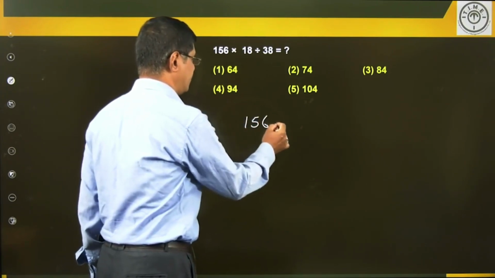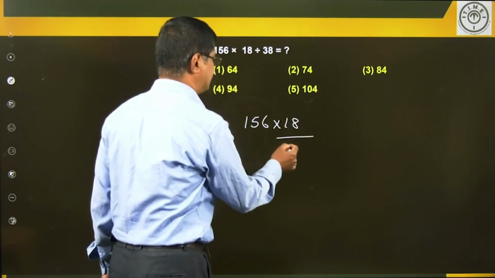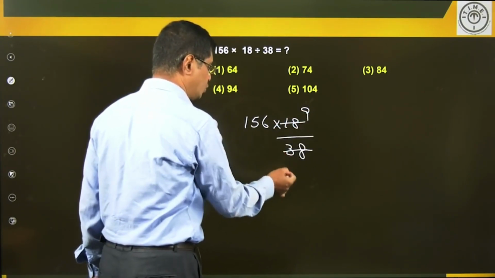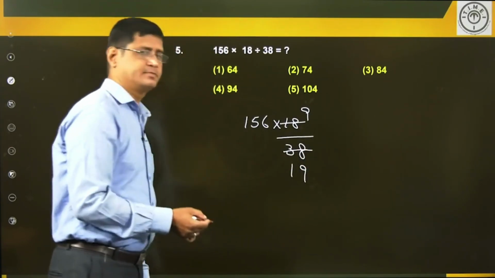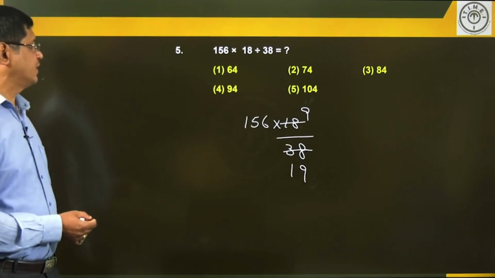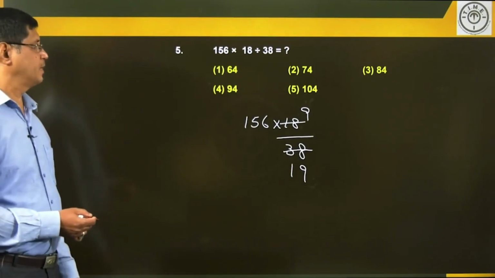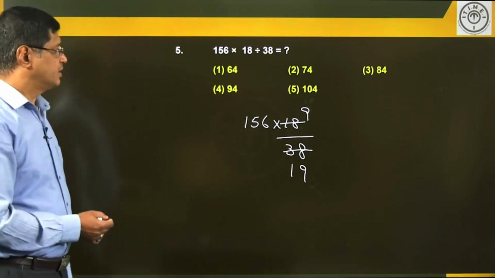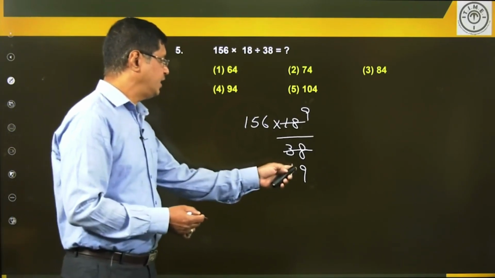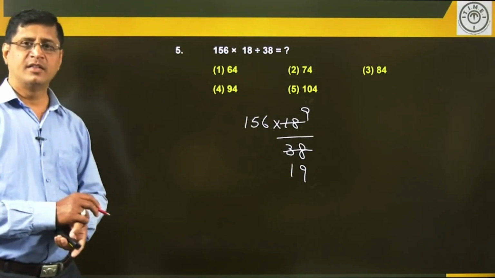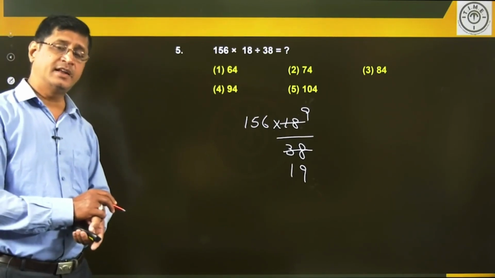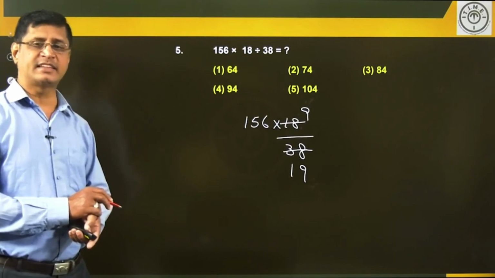156 into 18 by 38. Now 2 9 times. What about 2? 19 times. Okay. Now how many times 19 is equal to 156? Is it possible to cancel directly? 19 9 times 1, 9 times 171. 19 8 times, 19 7 times.